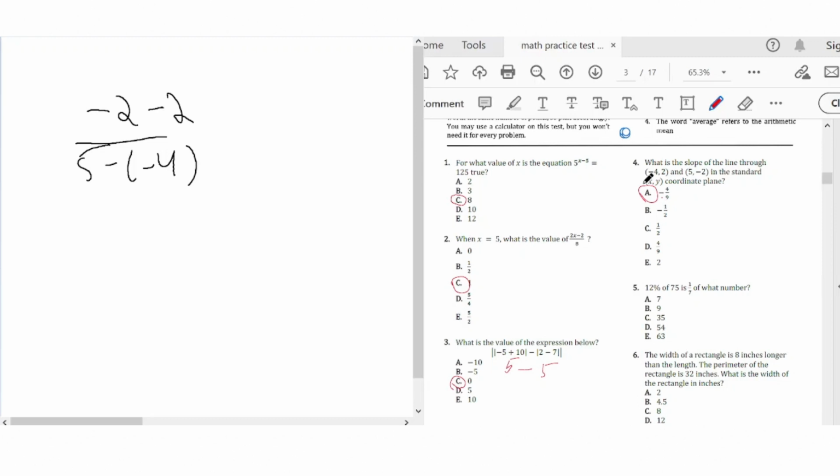Moving on to 5. 12% of 75 is 1/7 of what number? Okay, we can break out our calculators for this one, because we can quickly evaluate 12% of 75 by multiplying 0.12 times 75. So let's write that out really quick so we know what we're doing.